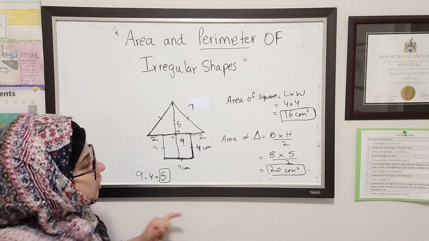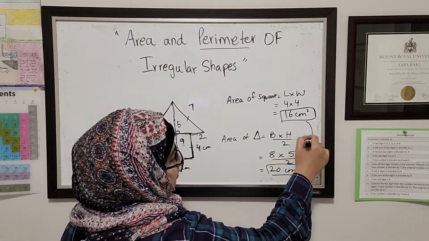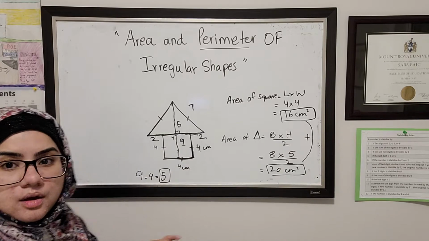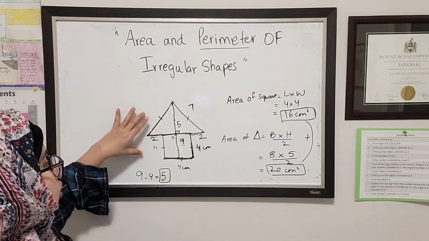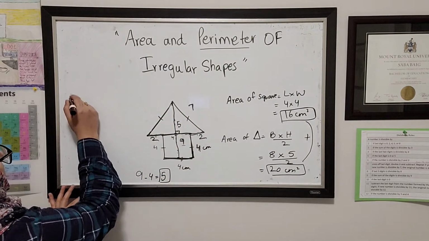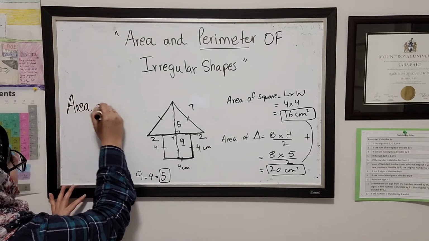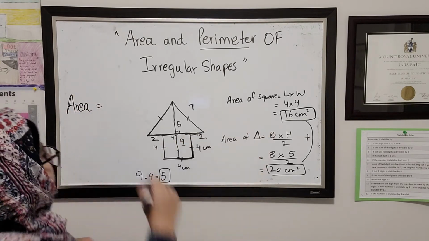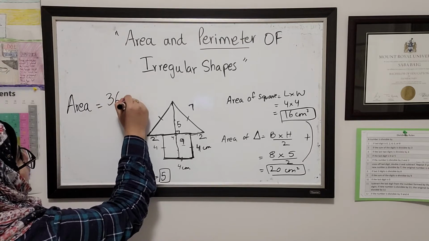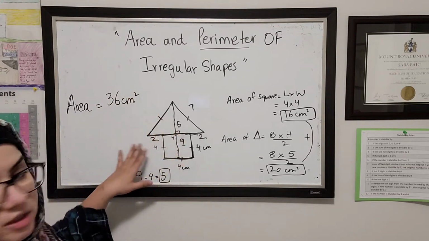When we add these two areas, we're going to get the area of the full shape. So the area of this arrow is 20 plus 16, that's 36 centimeters square.